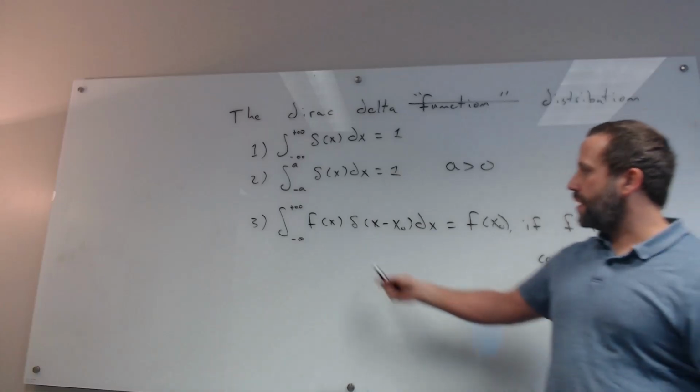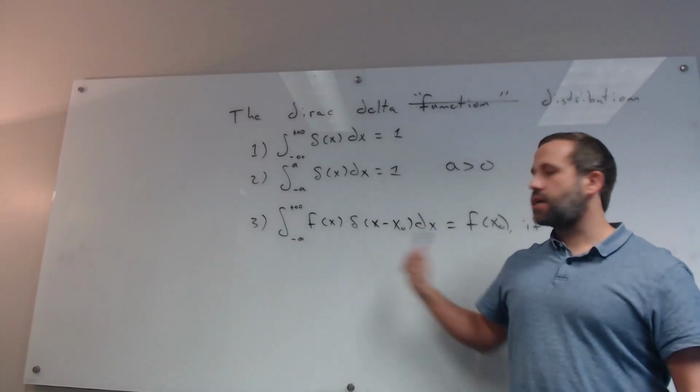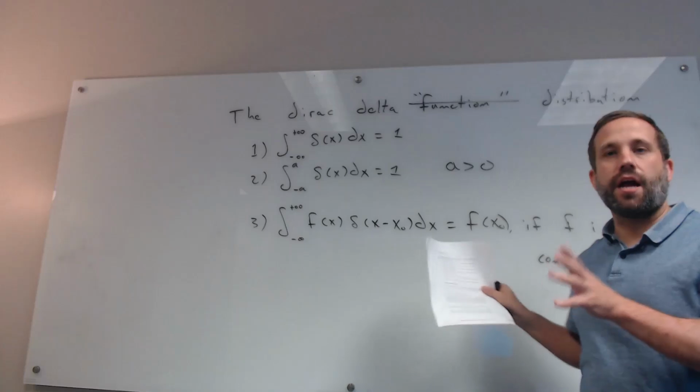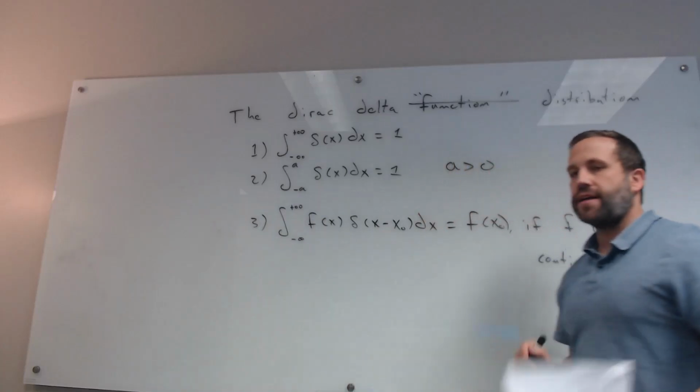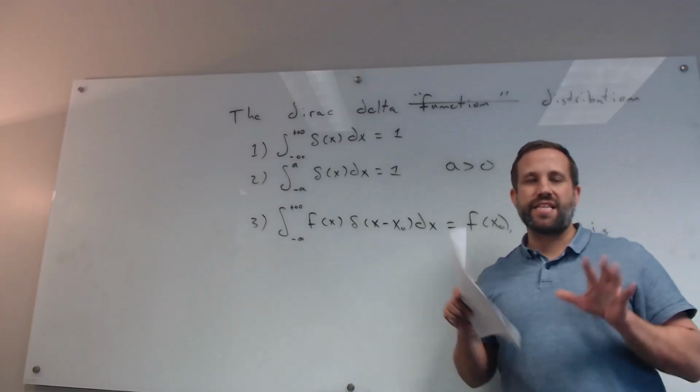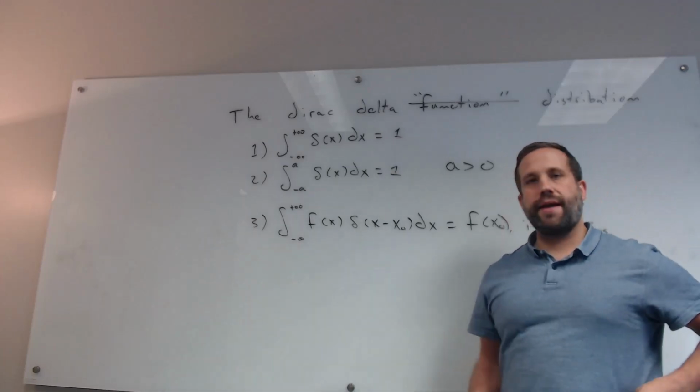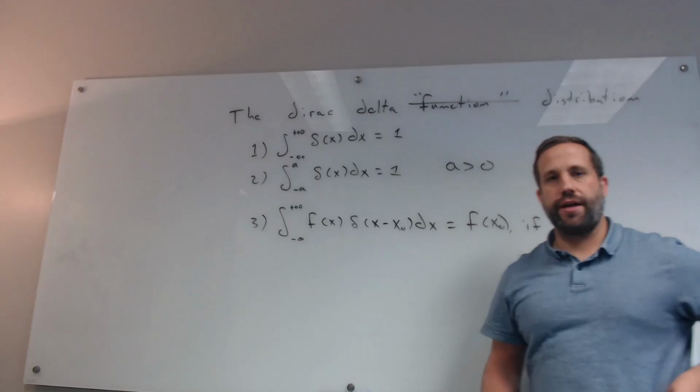So I know what it means to do a continuous function times a distribution only in the context of integration. If I don't have this integral here, f of x times delta of x minus x naught, it doesn't really make sense. It only makes sense in the context of integration.